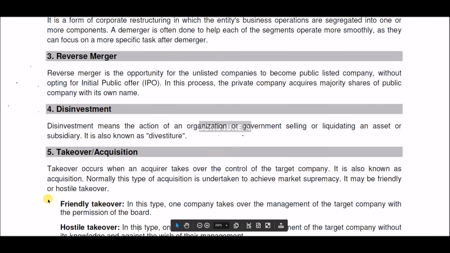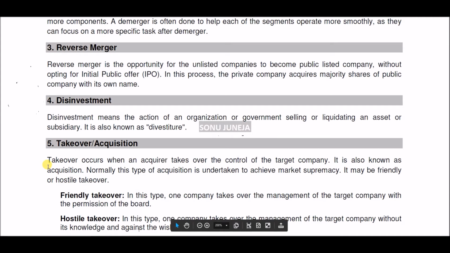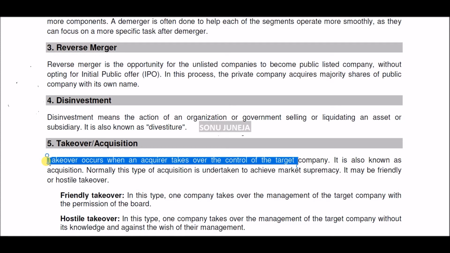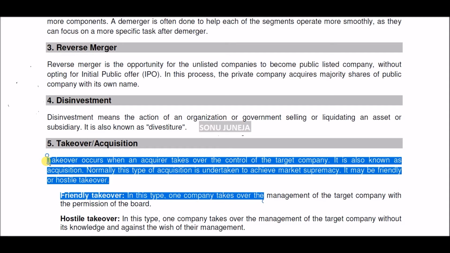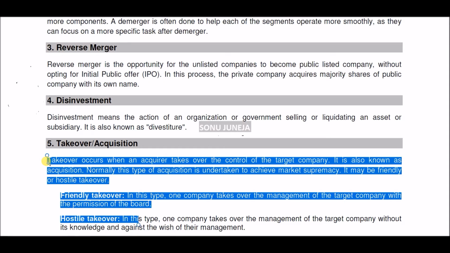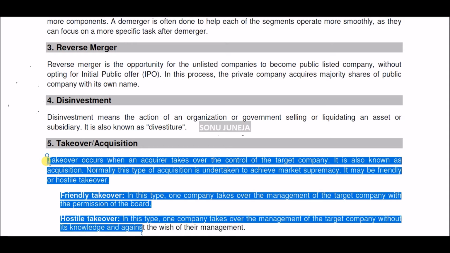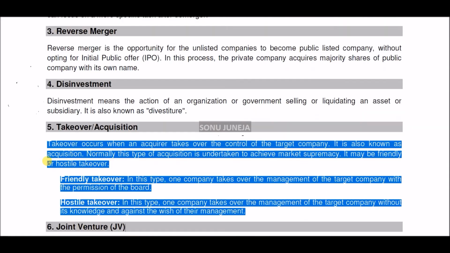Then you have the takeover. In this, you buy shares of the target company and take control of it. So it's also known as acquisition. Normally this type of acquisition is undertaken to achieve market supremacy. It may be friendly or hostile. Friendly takeover is where the acquirer takes over the management of the target company with permission of the board, and hostile is when they forcefully grab your company by buying shares in the market.